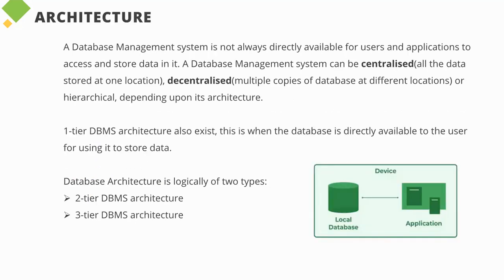If you look at the architecture, it is not directly available to the users and applications. What matters is where it is located. We have two types of DBMS systems, centralized and decentralized. Centralized means all the data we have is stored at one location, and decentralized means multiple copies of databases are stored at different locations.